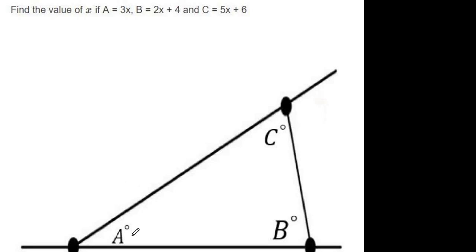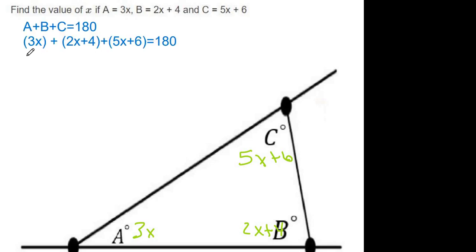So we want to find the value of x if A is 3x, B is 2x plus 4, and C is 5x plus 6. Well, we do need to know that the sum of the interior angles of a triangle is 180 degrees. So we can set this up to say 3x plus 2x plus 4 plus 5x plus 6 equals 180. So now we can say that 3x plus 2x is 5x, plus another 5x is 10x. So we have a 10x, and a 4 and a positive 6 is a positive 10.